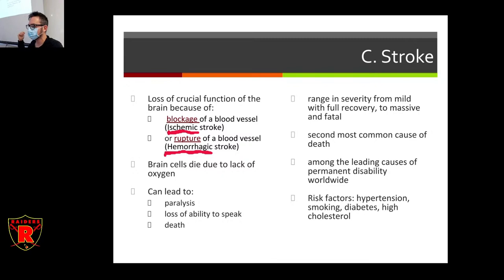Things that cause it. Hypertension, by the way, is just high blood pressure. So long-term high blood pressure damages the vessels in your brain. It makes them more likely to have ischemic events. Smoking also damages the lining of your blood vessels in the long term. Diabetes damages the lining of your blood vessels if it's uncontrolled.